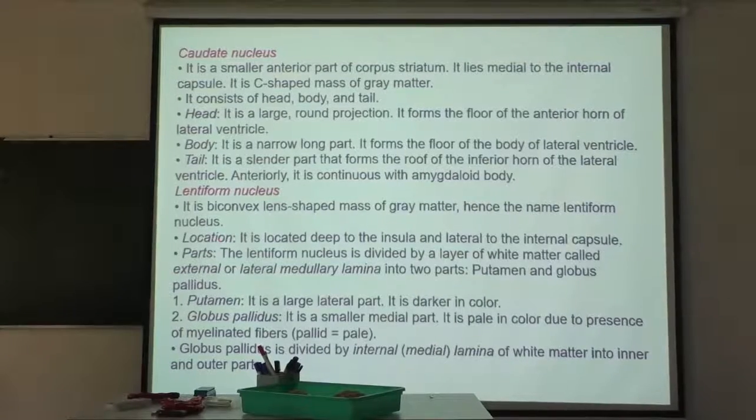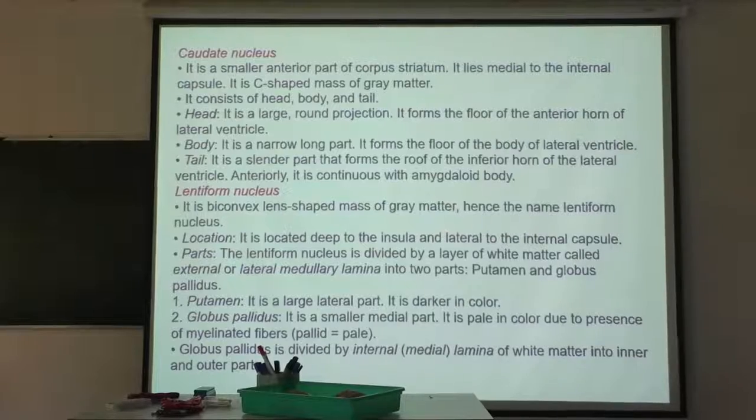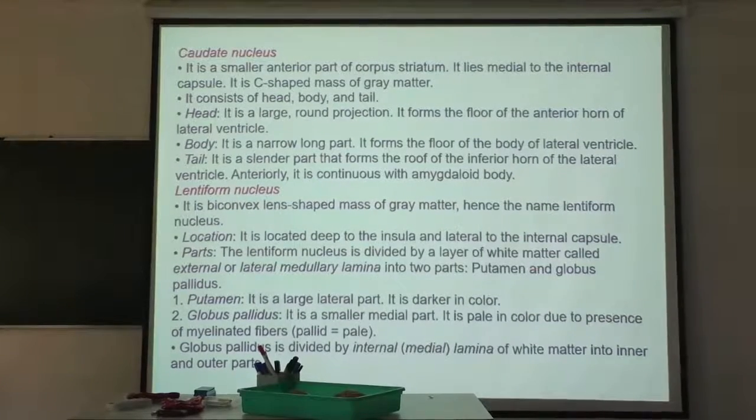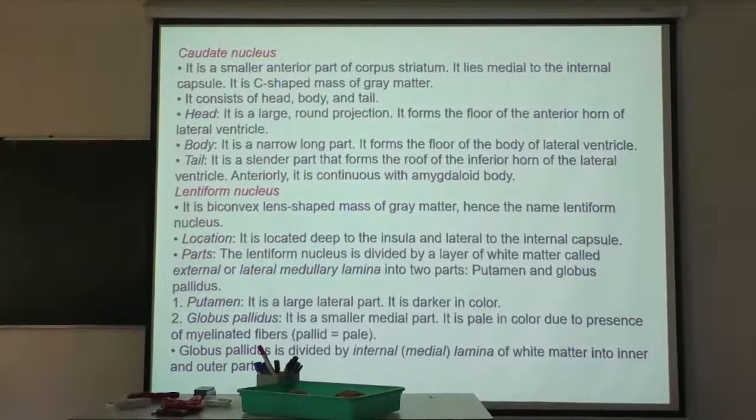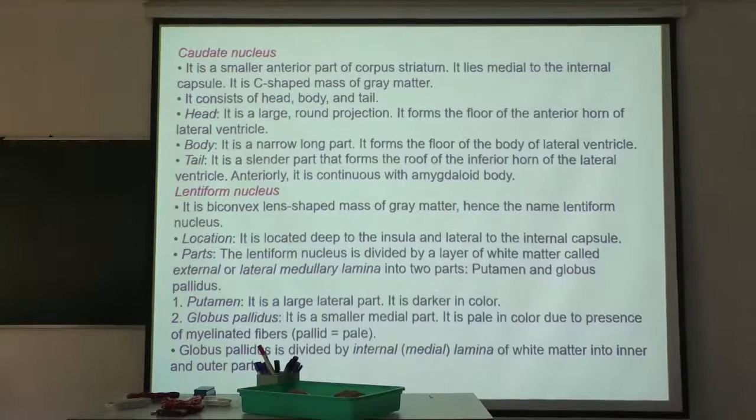What is the location? It is located deep to the insula and lateral to the internal capsule. Location of the lentiform nucleus. What are the parts? It is divided by a layer of white matter called the external or lateral medullary lamina into two parts, putamen and globus pallidus.